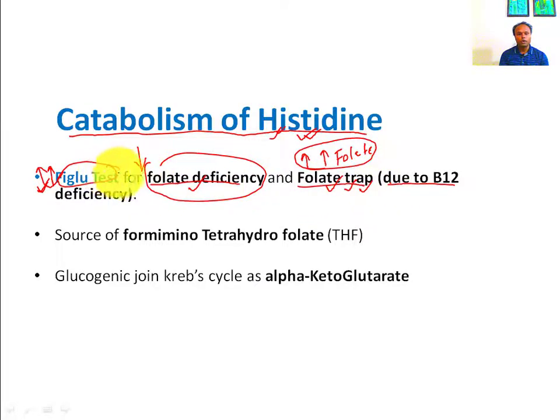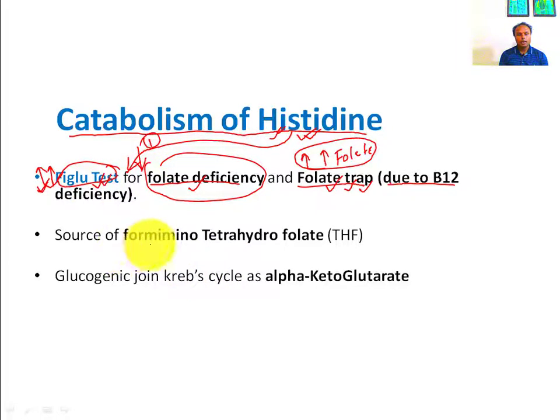So through the Figlu test and the folate test together, we can find out the cause of the folate deficiency, whether it is real folate deficiency or it is because of folate trap. So this is the significance of the Figlu test, and this pathway is very important to understand it.